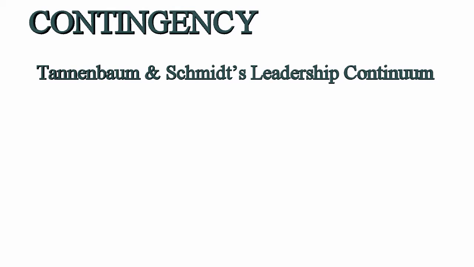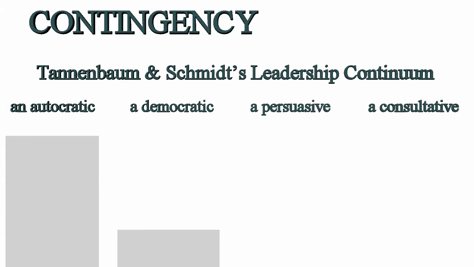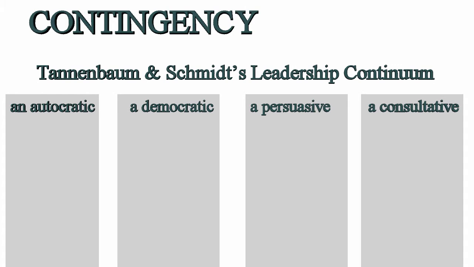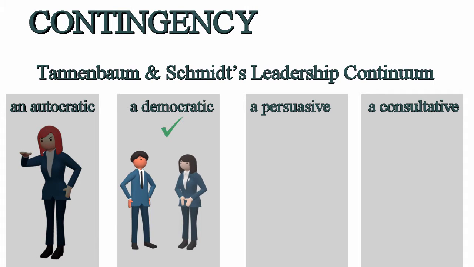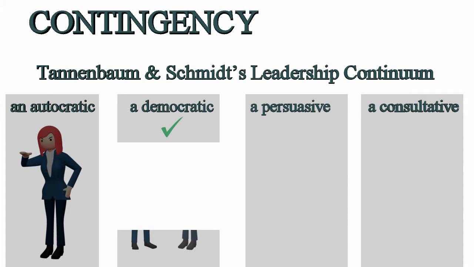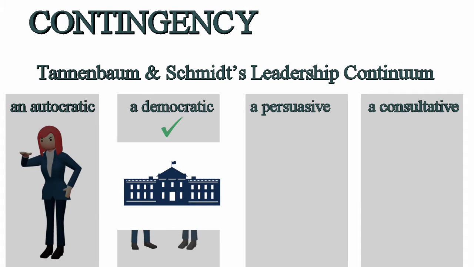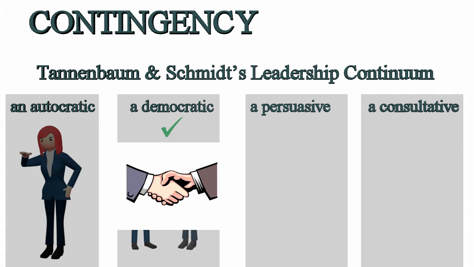Let's talk about the Tannenbaum and Schmidt's leadership continuum now. Here, the manager's leadership style is classified as either being autocratic or democratic, and consultative or persuasive. In an autocratic or telling style, the manager makes decisions and would expect subordinates to carry them out blindly, without questions. In a democratic or joining style, on the other hand, the manager would open up matters of the organization to subordinates and solicit their opinion and encourage discussion about it, moderating rather than directing it as the collective decision emerges.